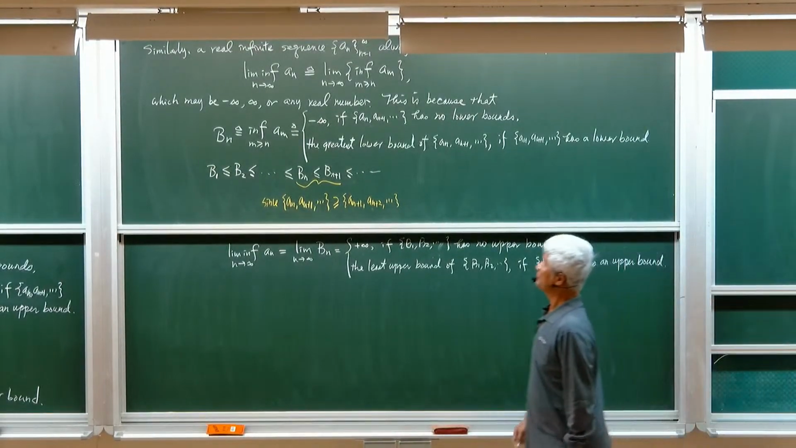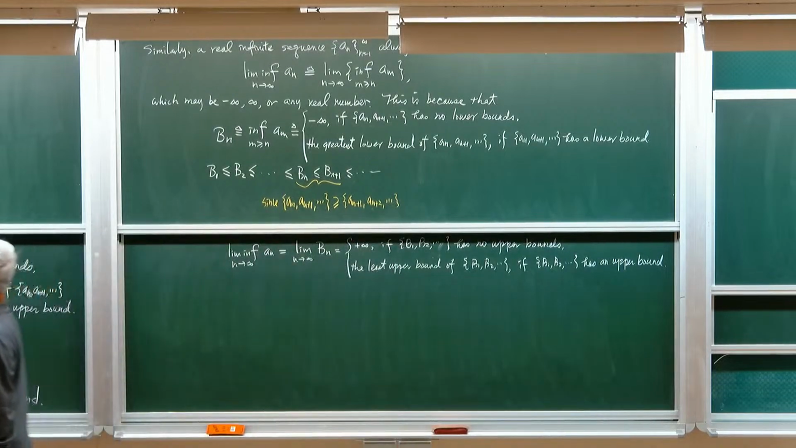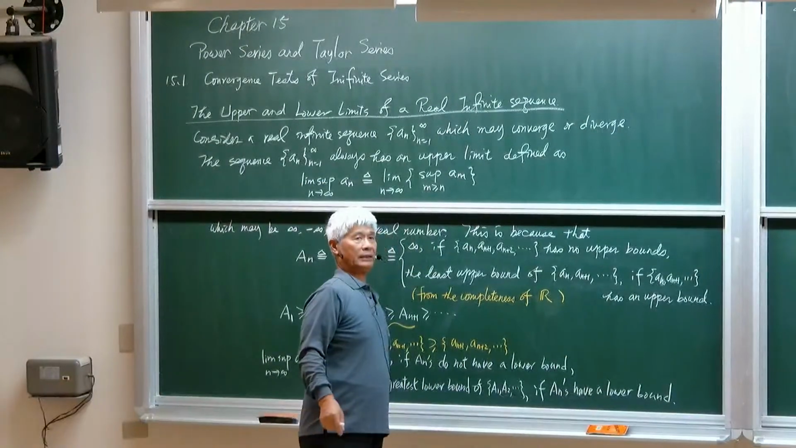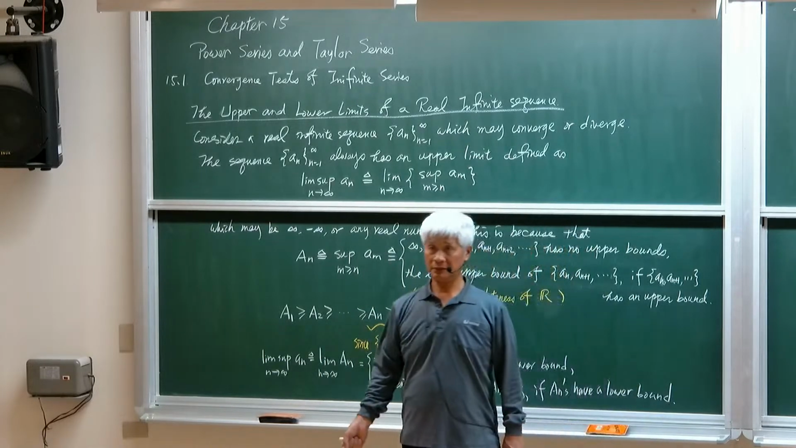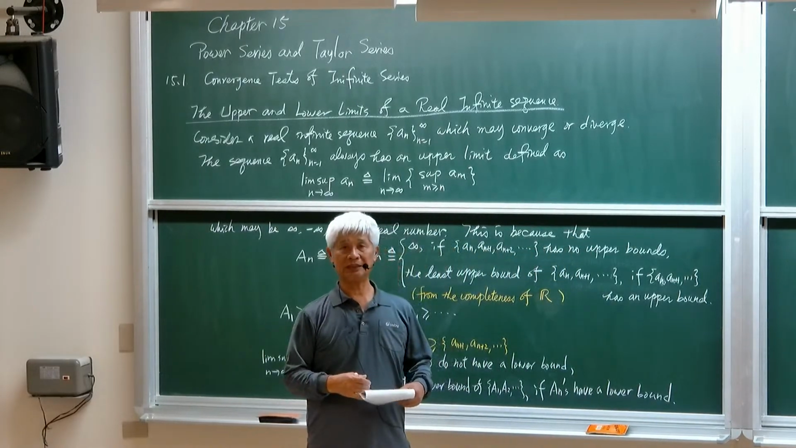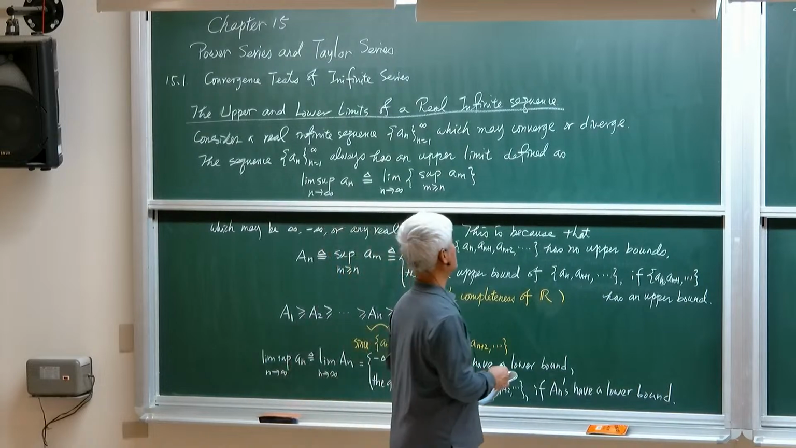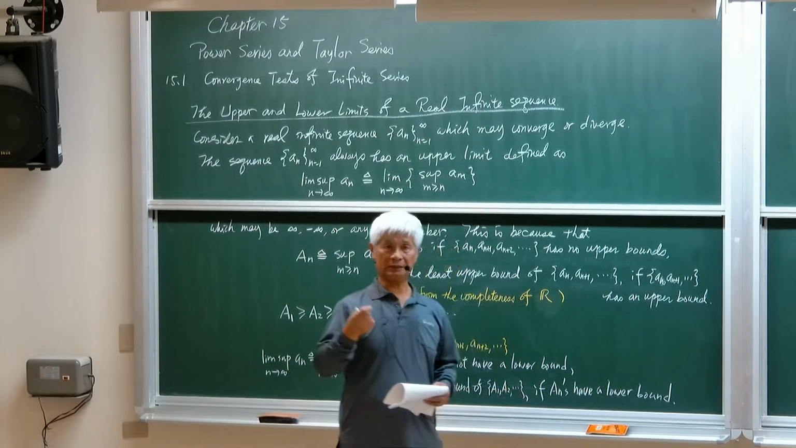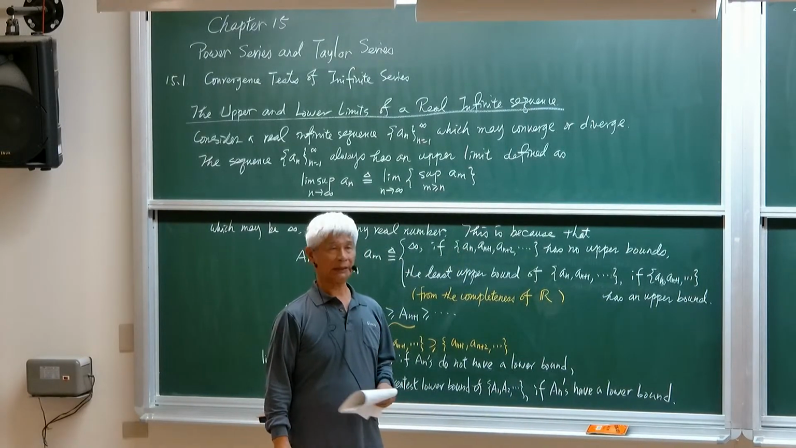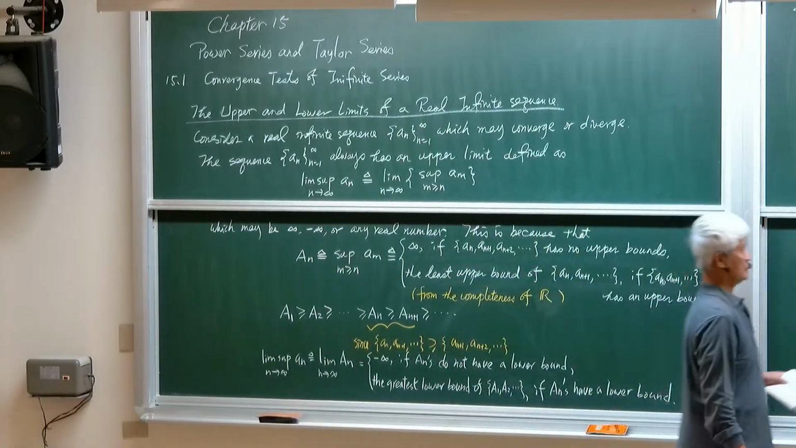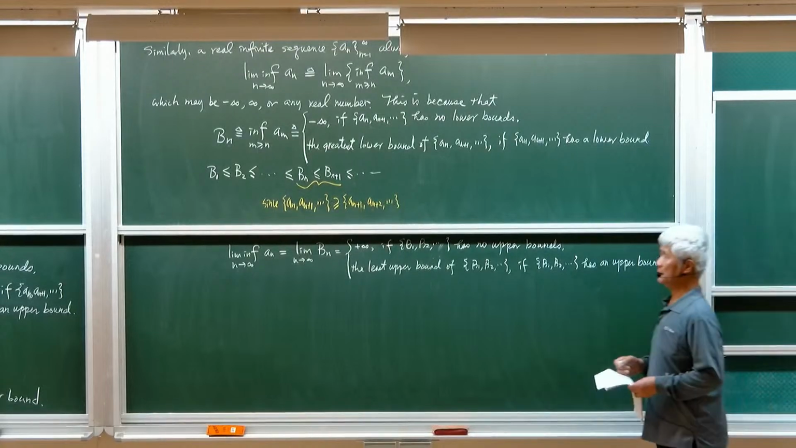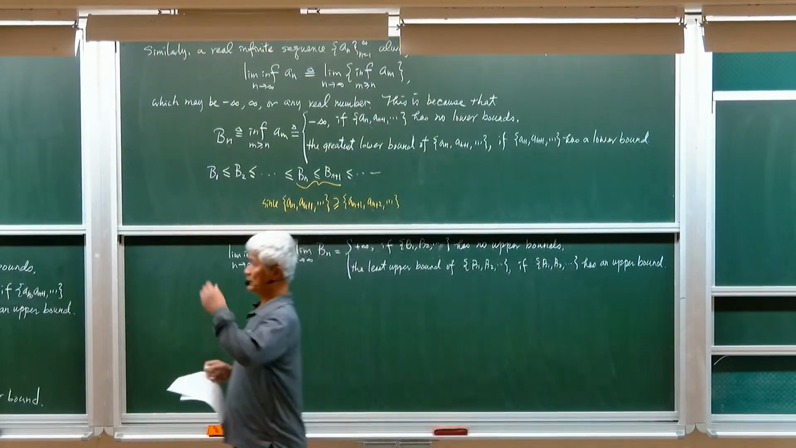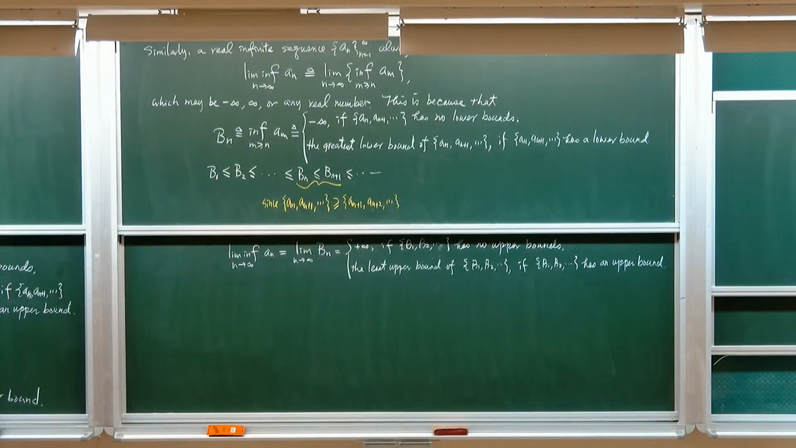Okay, right. So we have demonstrated that for any real infinite sequence, there always exists the upper limit and the lower limit. No matter the sequence, whether the An sequence converges or diverges.